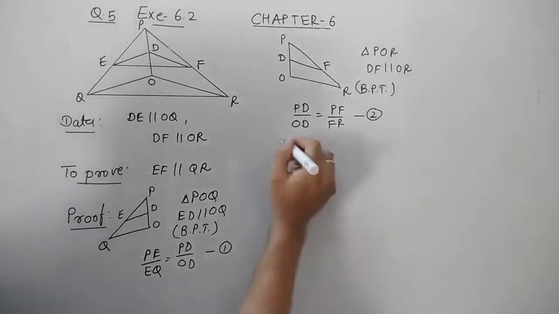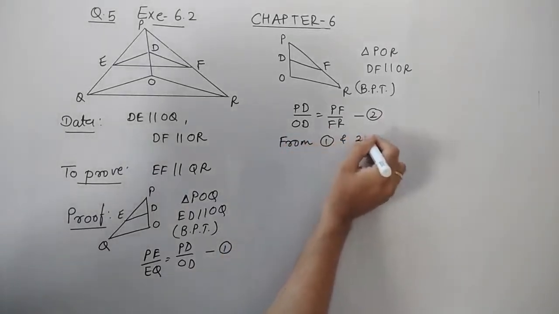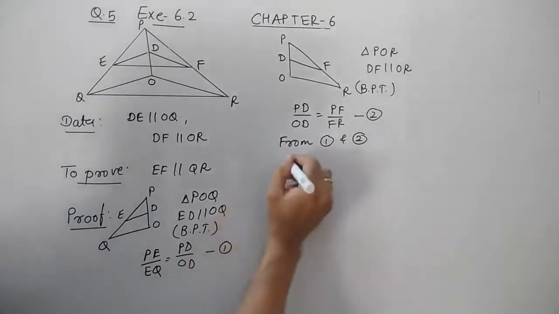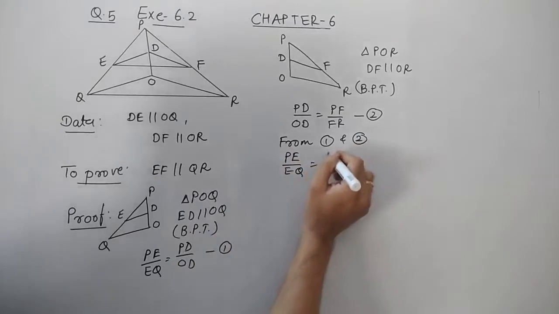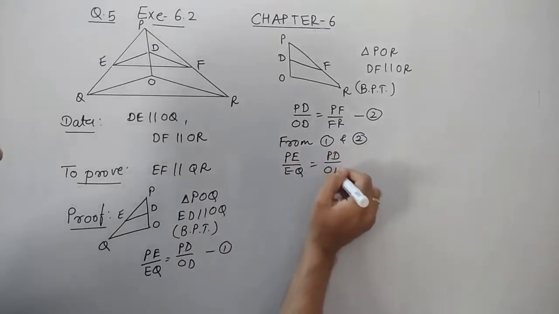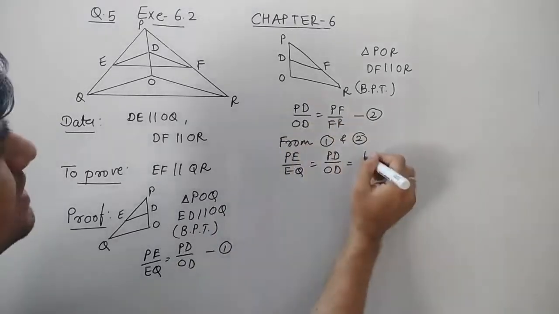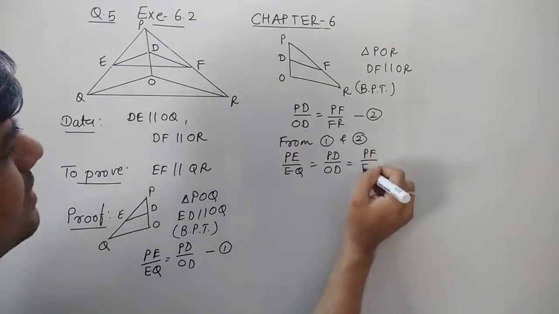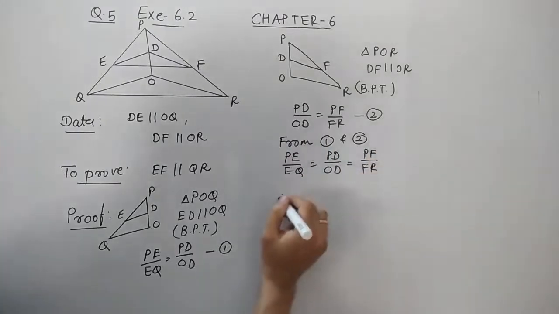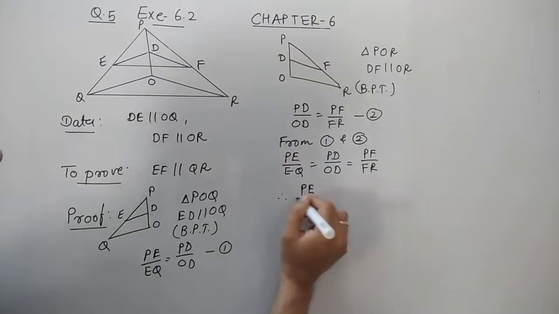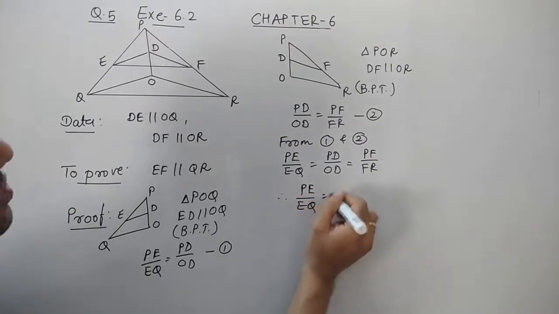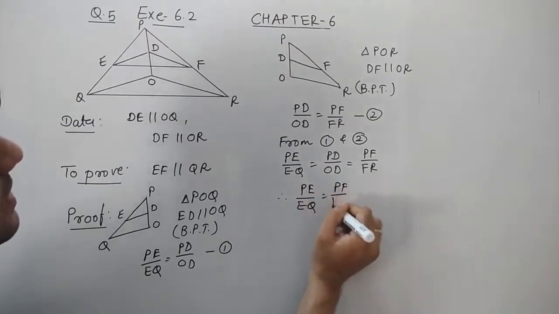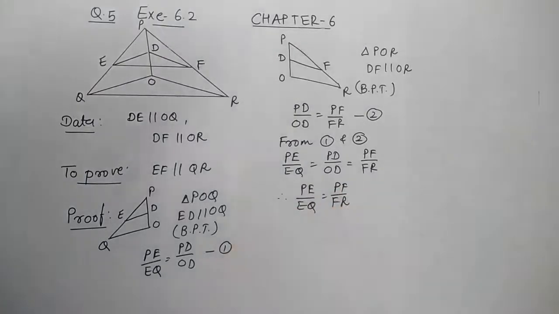Again, look at equation 1 and 2. From equation 1 and 2, we can say that PE upon EQ is equal to PD upon OD, but PD upon OD is PF upon FR. So now we can compare these two. Therefore, PE upon EQ is equal to PF upon FR. This is not what we are required to prove. Now one more step is required to prove this.